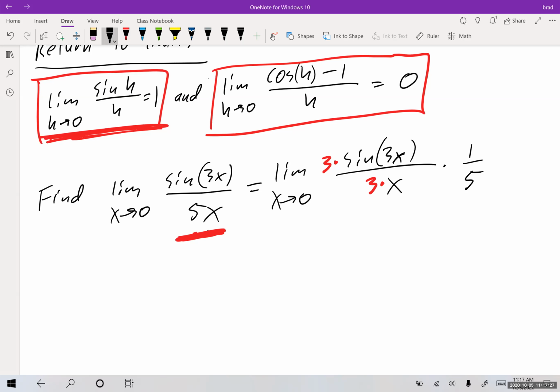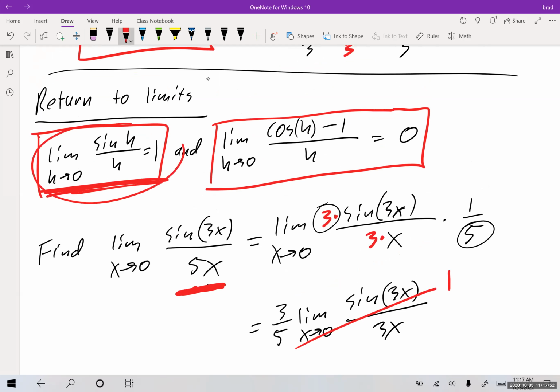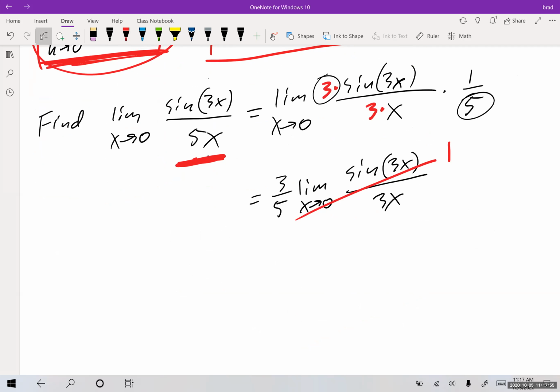So now when I take this limit, notice this is a constant and this is a constant. Constants are allowed to be pulled out when you're multiplying. So this is 3 over 5 outside of the limit. And this will become sine of 3x over 3x, right? I know that this is actually 1, from right here. So then we're left with 3/5 times 1, which is 3/5.